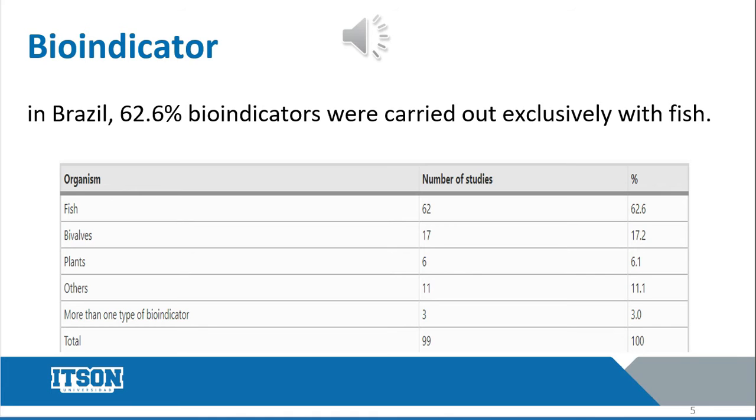And for organisms with more than one type of bioindicator, the number of studies is 3 and the percent is 3%, from a total of 99 studies and a percent of 100%.